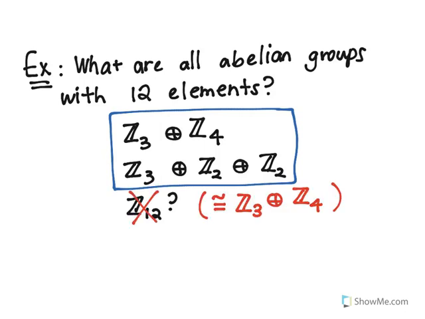Well, that one doesn't appear on my list because it's isomorphic to Z3 plus Z4. That again is by this theorem from last time because 3 and 4 have GCD equal to 1.